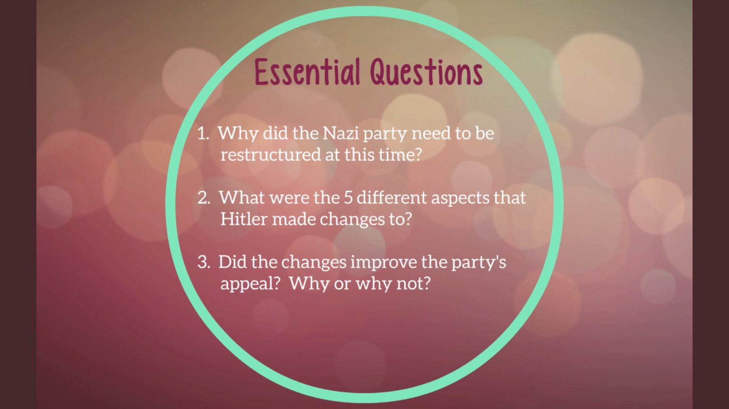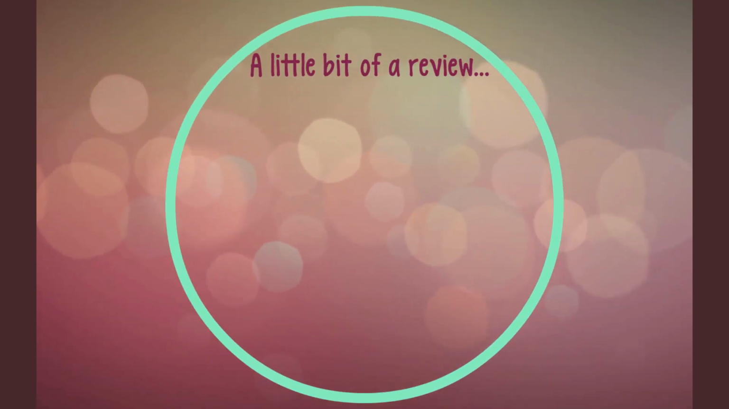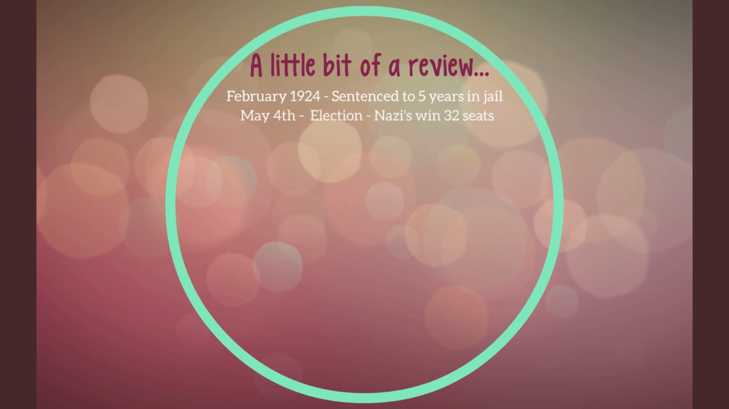Why or why not? To begin, let's look back on what we were talking about in our last video and see how it connects to this video. We need to remember that in February of 1924, after the failed Munich Putsch, Hitler was sentenced to 5 years in jail. Then, on May 4th, although the Nazi Party was banned, the Nazis actually win 32 seats in the Reichstag. These are the first seats that the Nazis win in the Reichstag, and they are winning them under the name of the National Socialist Freedom Movement. So they were actually winning seats when Hitler was in jail and the party was banned.